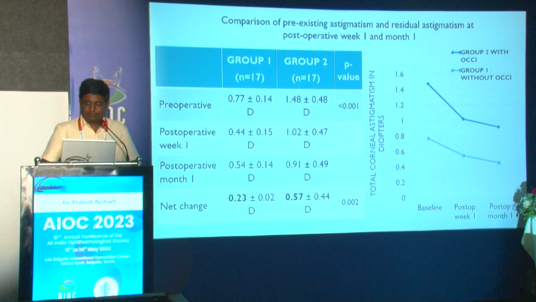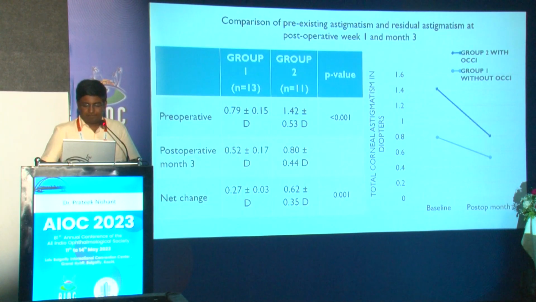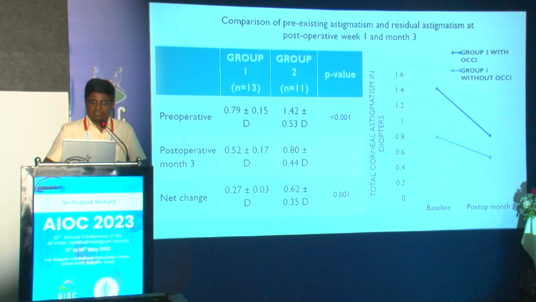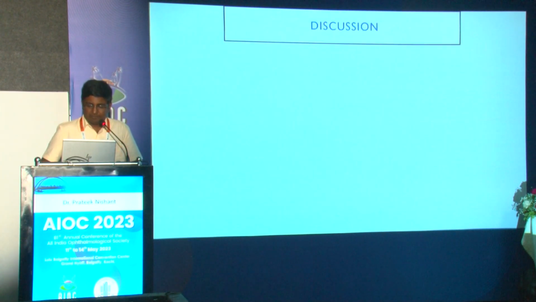This is a table and chart showing that the baseline astigmatism in the two groups was significantly different. However, both groups achieved significant correction of the total corneal astigmatism at the end of 1 month. The net change of astigmatism achieved at the end of 1 month for group 2 was approximately double as compared to that of group 1. The results at 3 months were comparable with the findings at 1 month. Approximately double correction of astigmatism was again achieved in group 2 as compared to group 1. These results were statistically significant.